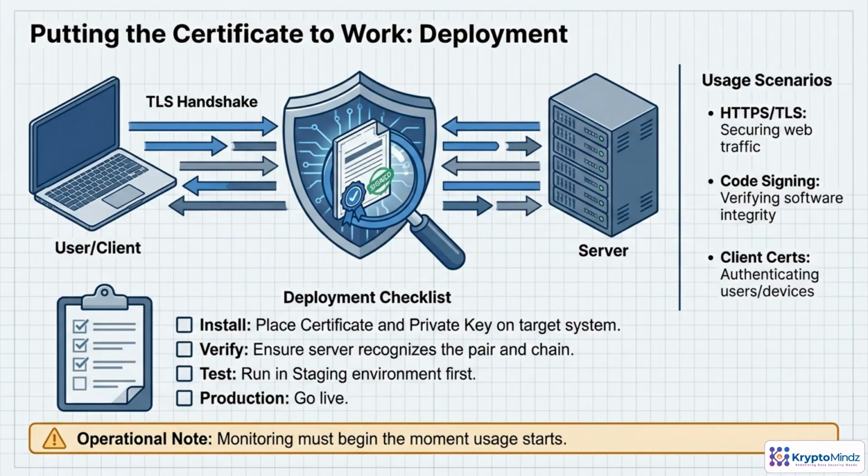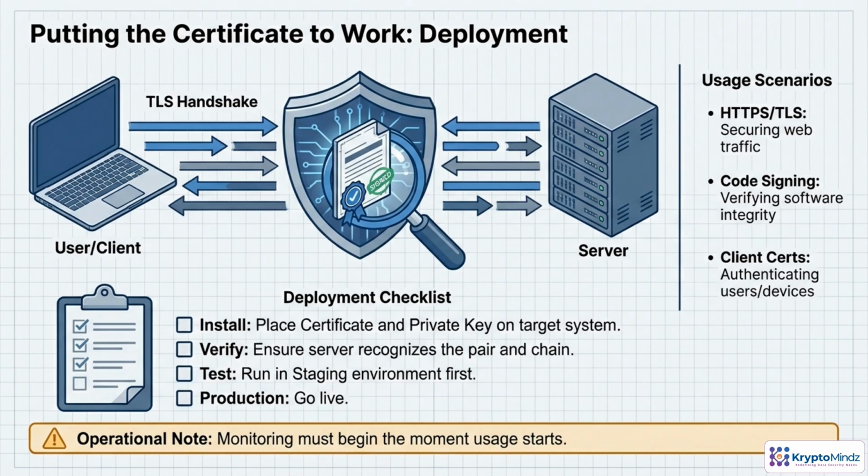Now that you've seen how a certificate is requested and issued, let's look at what happens when you actually put it to work in real systems. Deployment starts with installing the certificate and its private key in the right place: a web server, an app server, a signing service, or a client device. That private key must stay protected and should never leave that environment.